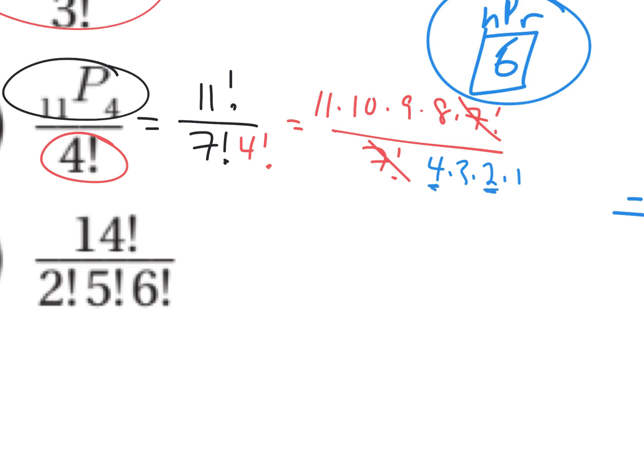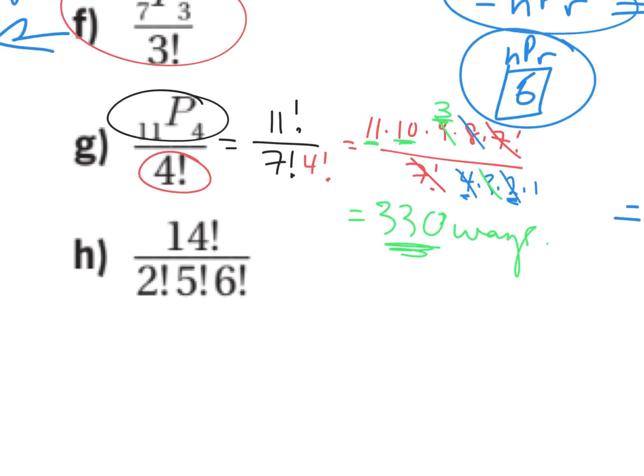So 4 times 2 is 8, so the 8 will cancel out. And 9 divided by 3 reduces to 3. Let me change the color on that. We'll do 9 divided by 3 in green, and that simplifies to 3. So this becomes 11 times 10, which is 110, times 3, which is 330 ways that this arrangement can occur.